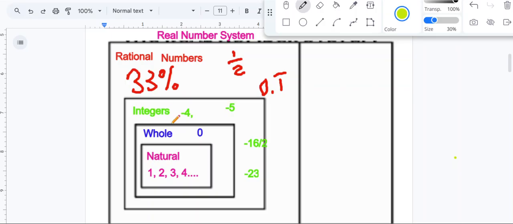Not all integers are natural numbers, right? Integers are negative and positive whole numbers because natural numbers are part of integers. But -4 is not a natural number. That is an integer, right?